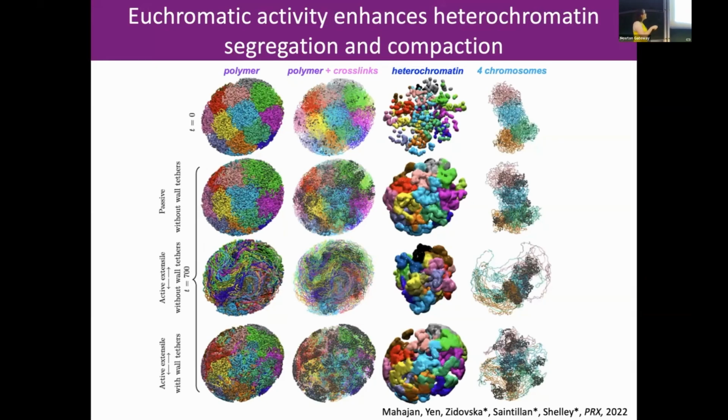You see the conditions I'm presenting. This is T0, but this row corresponds to a passive system, so I have no active forces. This row is with activity without tethers, while the last row is the system that has activity with tethers. And you see that the presence of tethers is very critical. You prevent large-scale mixing by introducing these little staples of heterochromatin to the envelope. So this is very important for the genomic organization.